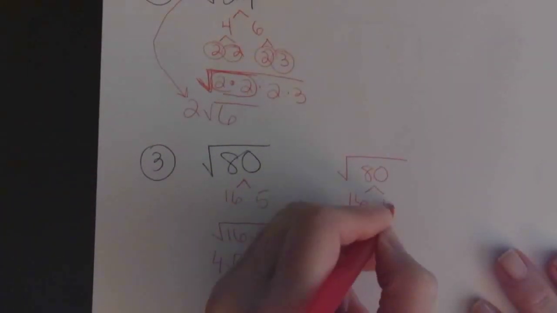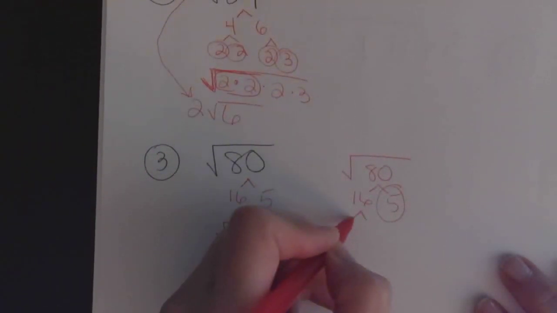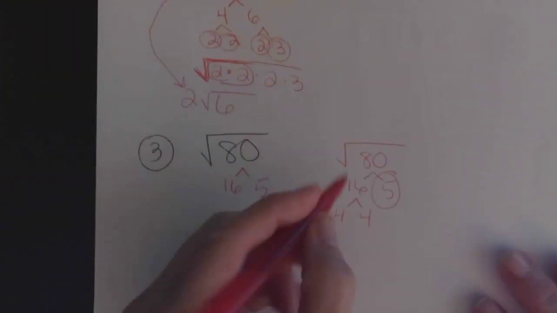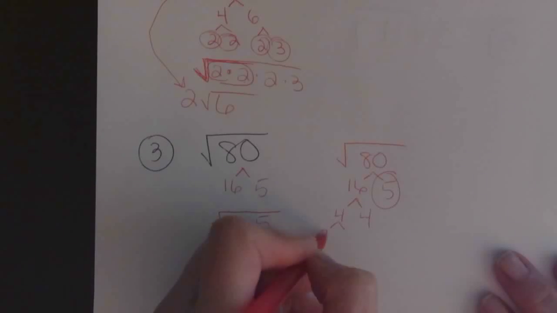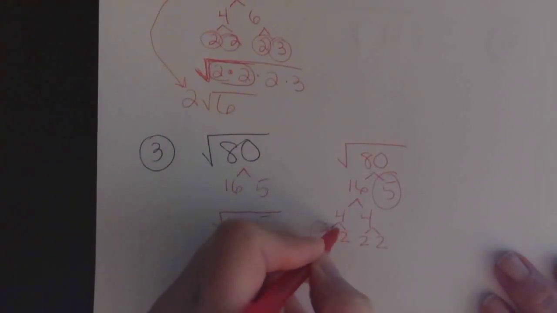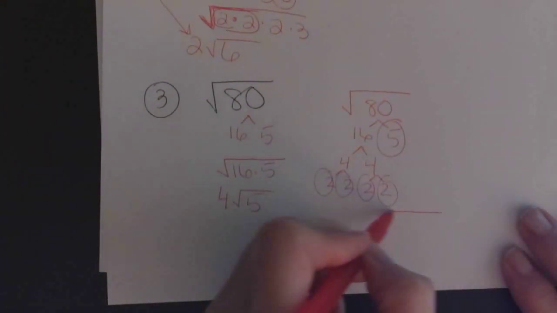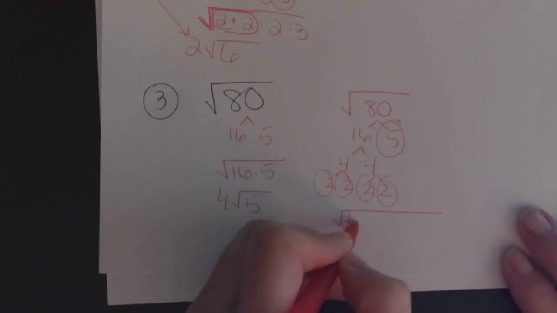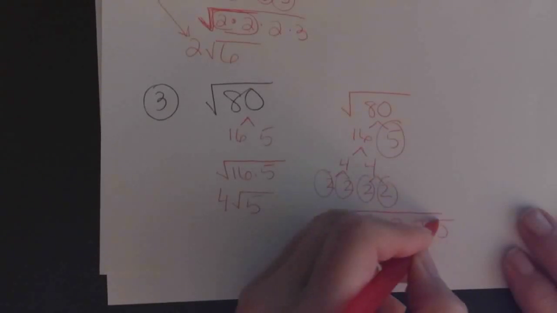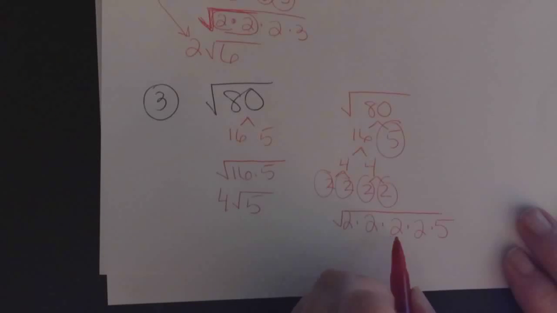Now when I come over here, let me rewrite the problem, square root of 80. So say I would have done 16 and 5, and I just would have kept going. Well, the 5's done. That's prime. The 16 would have gone to 4 times 4, or 8 times 2, whatever. These both go further. 2 times 2. This one, 2 times 2. Prime, prime, prime, prime. So my 80 could have been written as the square root of 2 times 2 times 2 times 2 times 5.